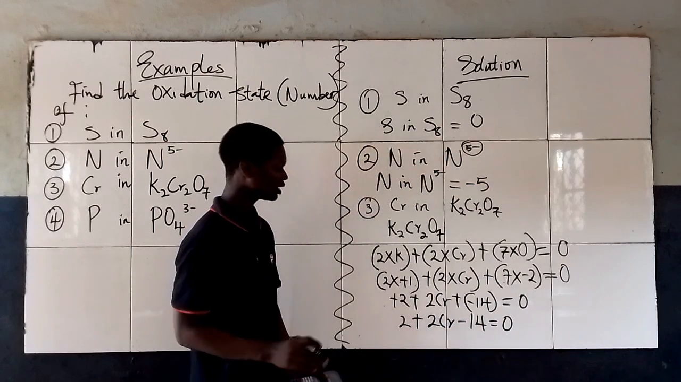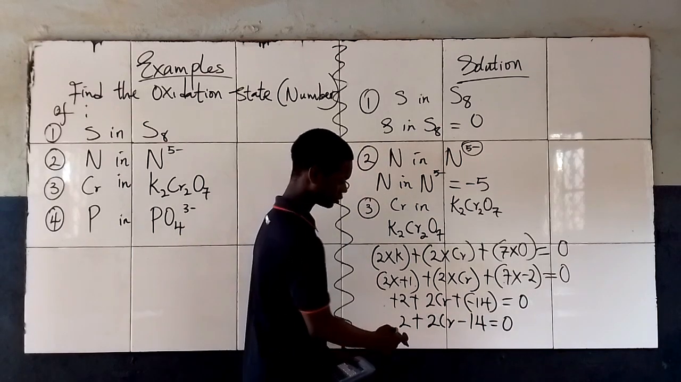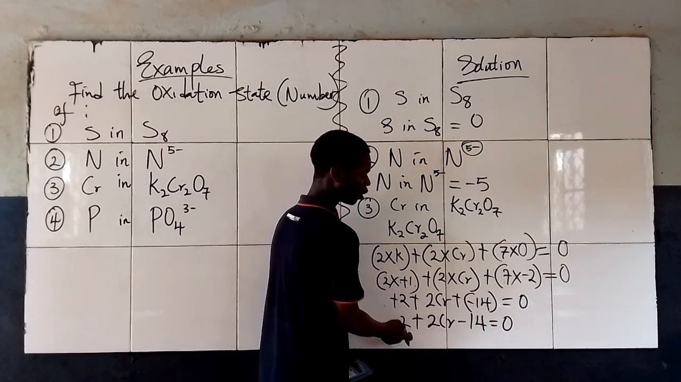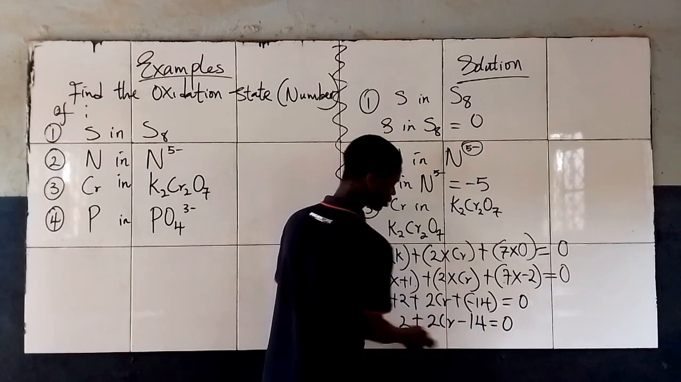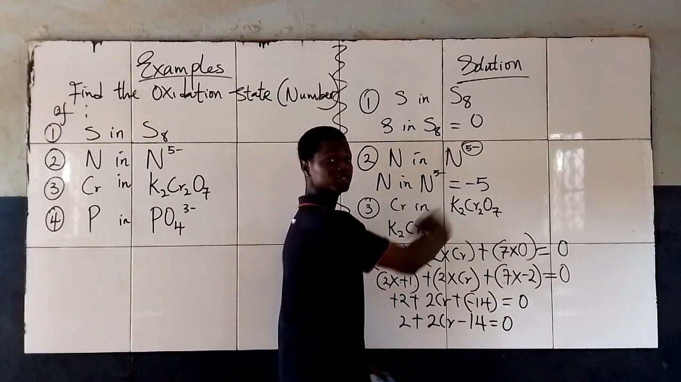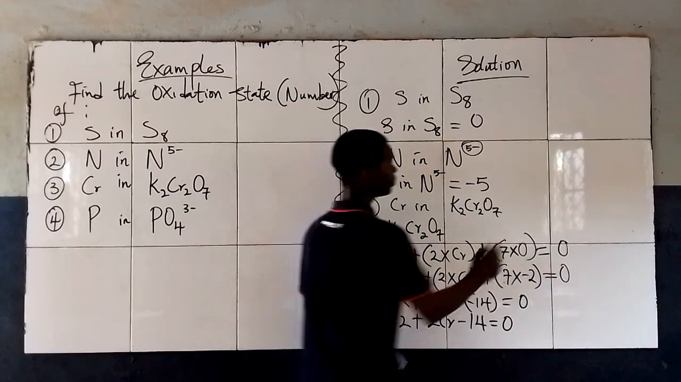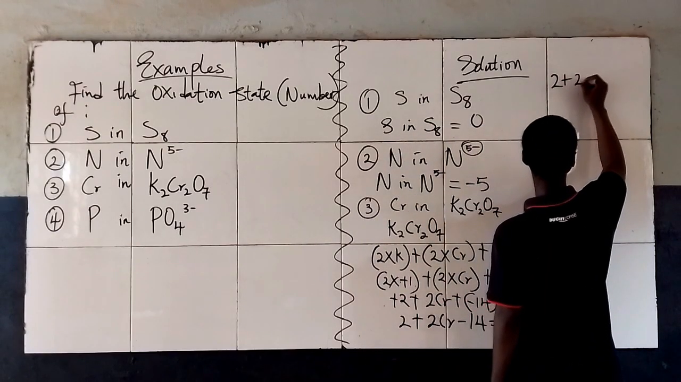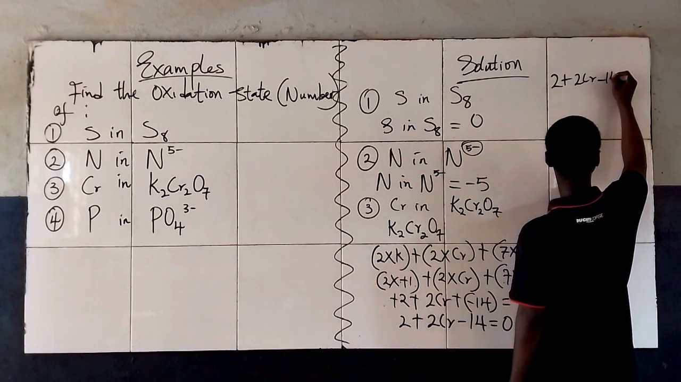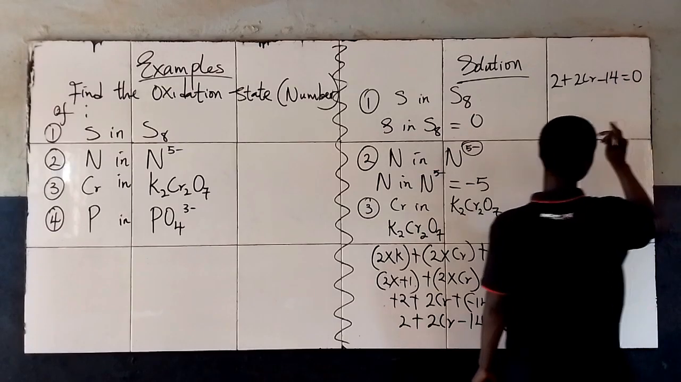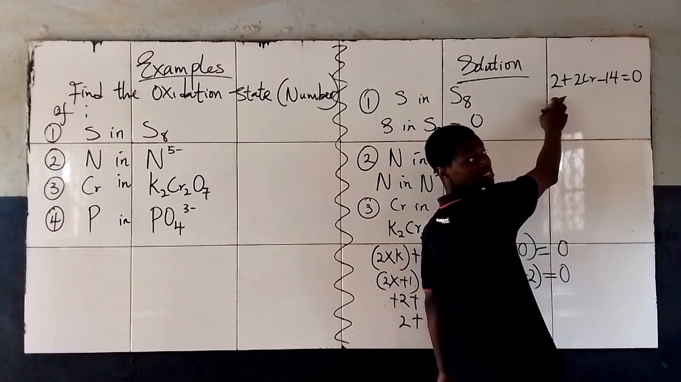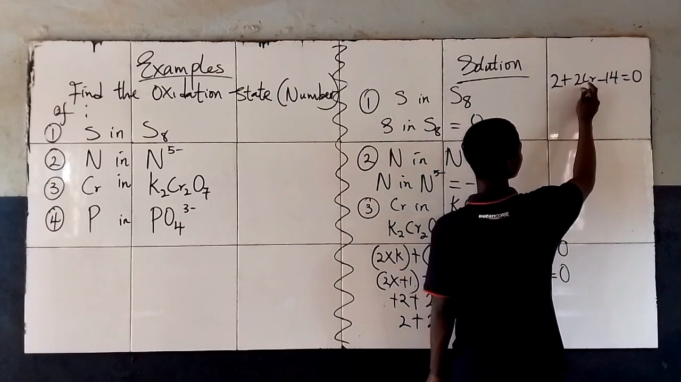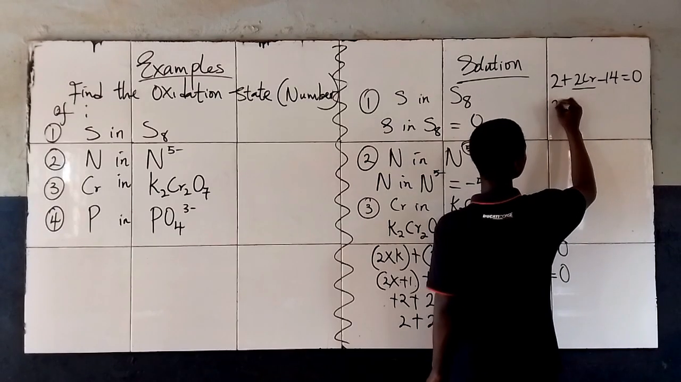So what do you now do? You collect like terms. We can choose to group this together, or take it to the other side of the equation. Remember we have 2 plus 2CrO minus 14 equals to what? 0. Because this is the CrO we are looking for, we'll leave this 2CrO on this side.